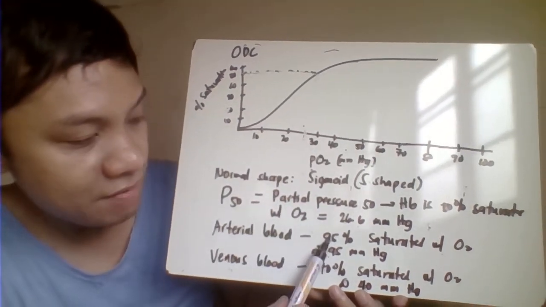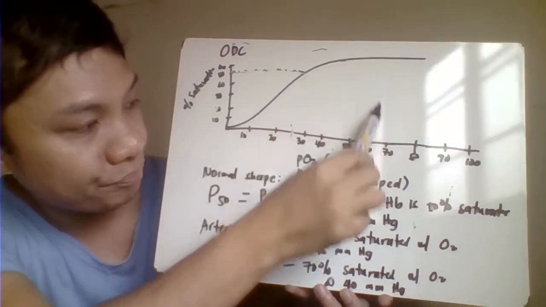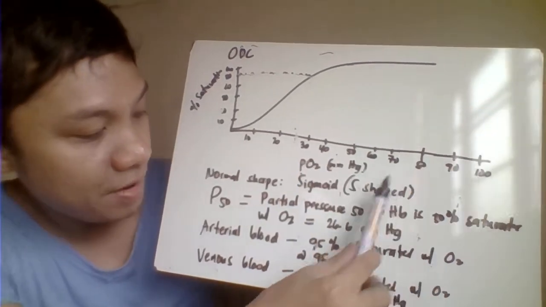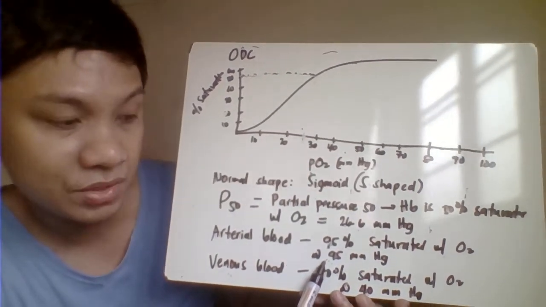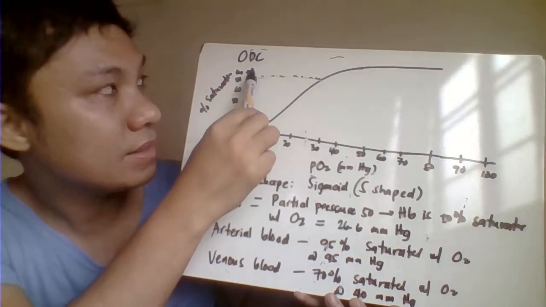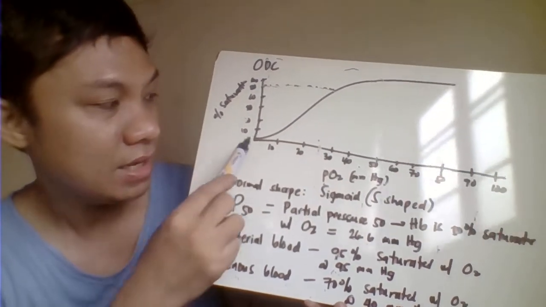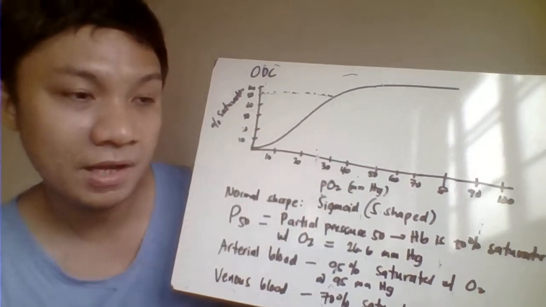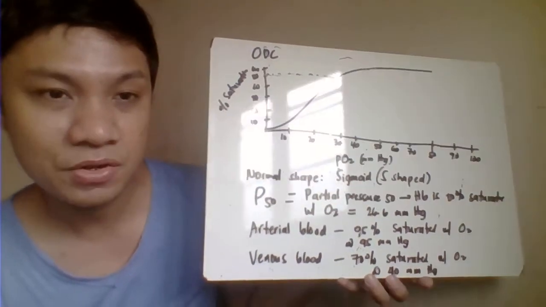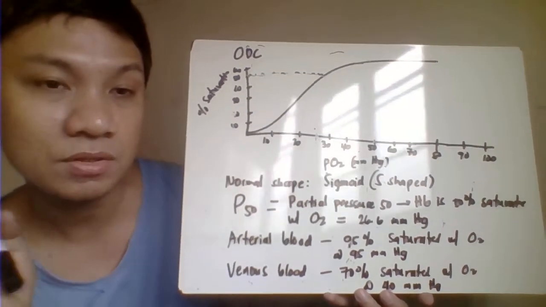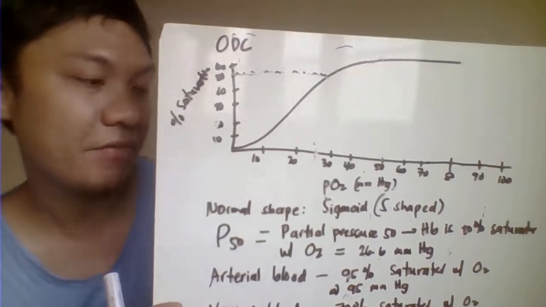You try ito, 95%. Hanapin mo dito. Okay, so always at 95% din siya. 95 mmHg. Or 70%, hanapin mo siya, tapos ganun mo siya, that's 40 mmHg. Again, hindi lang maganda ang pagka-draw ng ating graph. So, you still have the picture naman sa PowerPoint, so try to check for that.